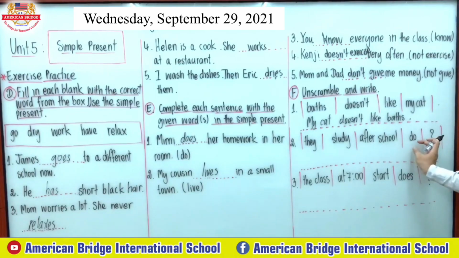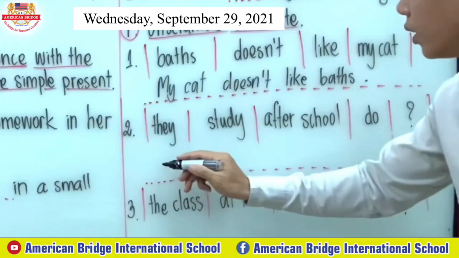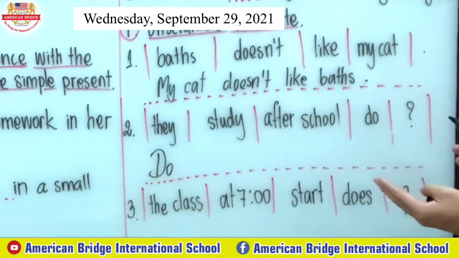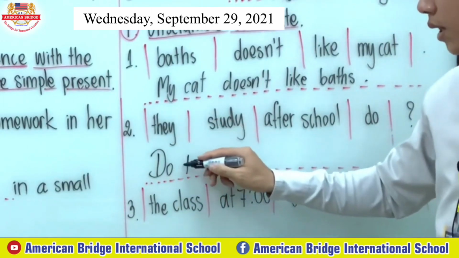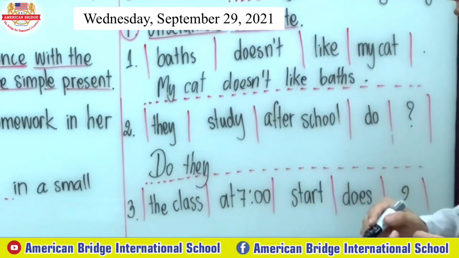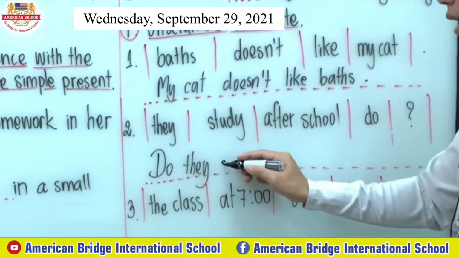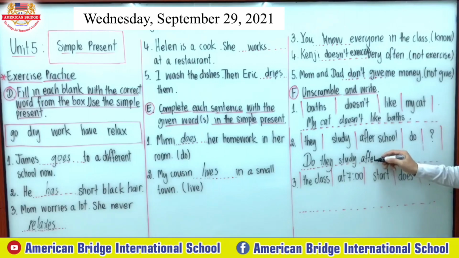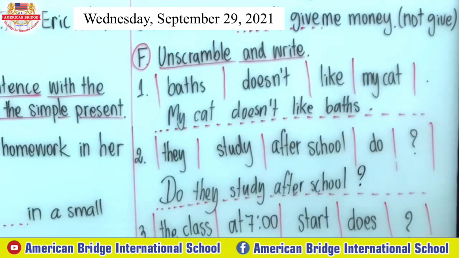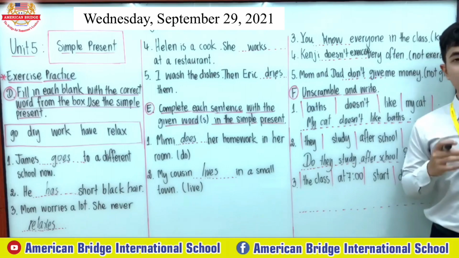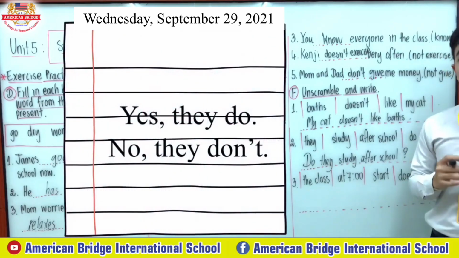So here is the auxiliary verb in our sentence, the word do. Yeah, do what, everyone? So where is the subject? They is the subject in our sentence. Do they, and after that you need to find the verb, study. Do they study after school? Question mark. Okay, do they study after school? How can you answer this question? So you can answer it with a short answer like yes they do or no they don't.